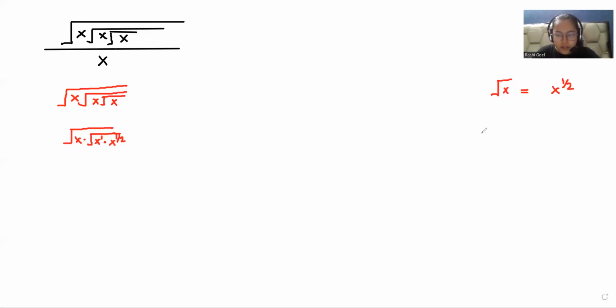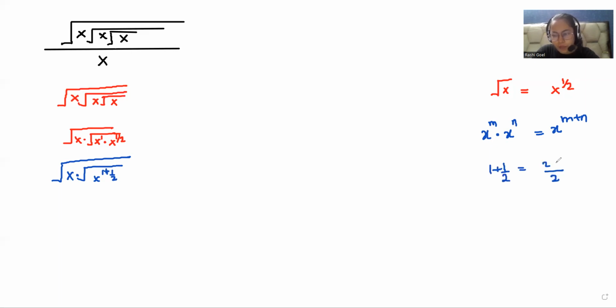Now, I have an identity that x power m times x power n is equal to x power m plus n. So I'm going to use it. So square root of x times square root of x gives 1 plus 1 by 2. We'll take the LCM. 2 plus 1, that is 3 by 2. So we can write it as square root of x times x power 3 by 2.